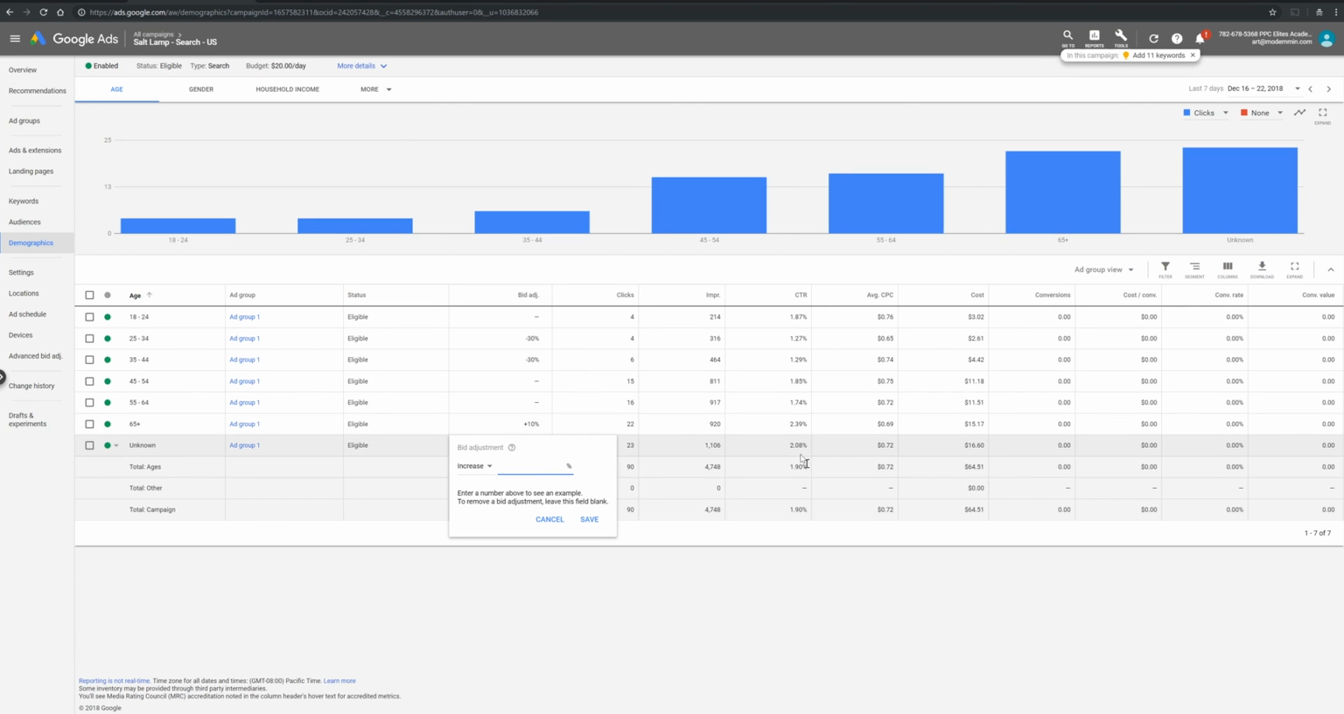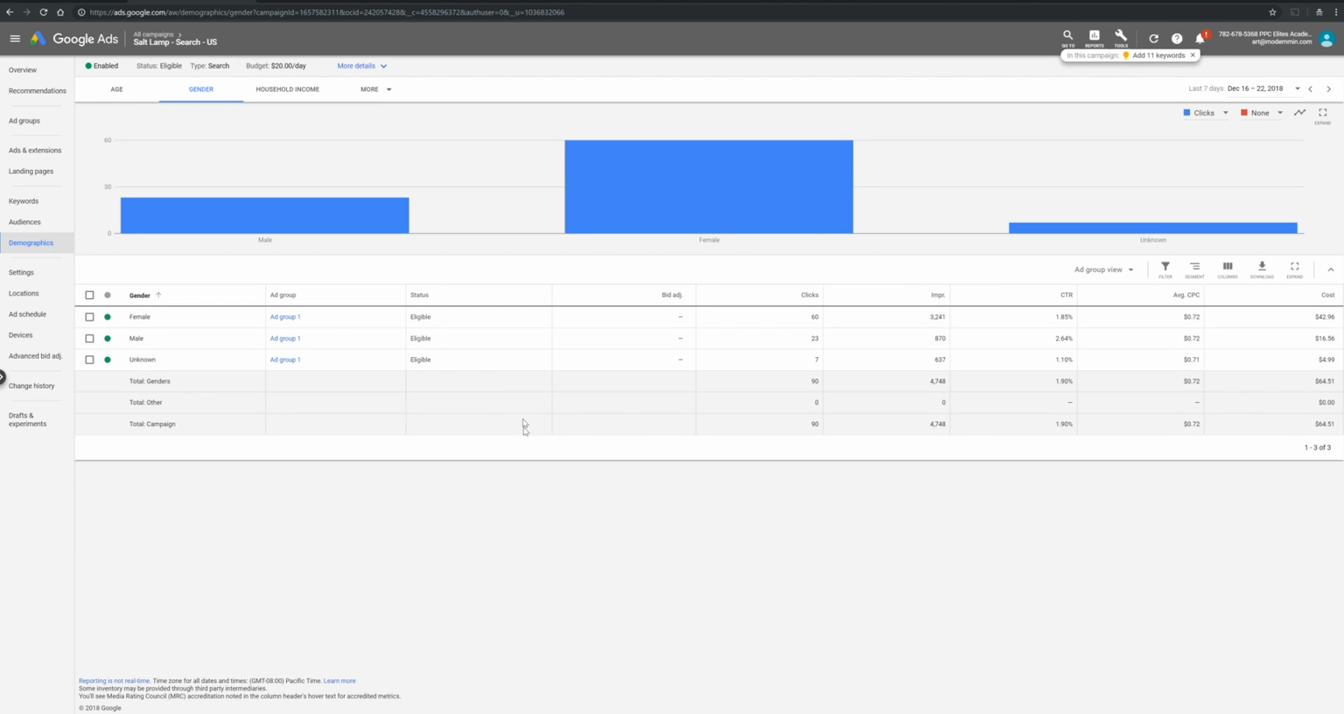So for this one, 2.08, I would probably do like a 5% bid adjustment increase, just to focus a little bit more on this too, because it seems like it has the most potential. And essentially, you could do the same thing for gender. So I could see, okay, yeah, this one's really not working that good. So I would do a decrease of, let's say, 10%. Let's do 20%. And there's no real set amount to how much of an increase or decrease you have to do.